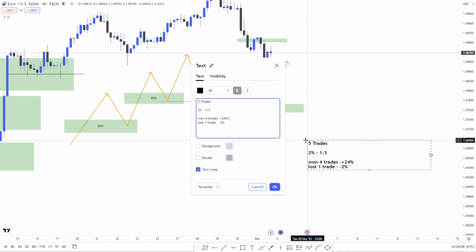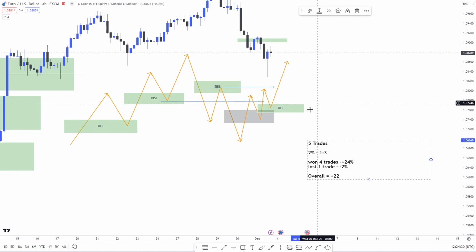A 1 to 3, risking 2% will give you 6%. 6, 12, 24, double that. So 24%. So take away your 2%. Overall, you are potentially up 22%. So don't sit there and worry that you've taken a loss. You're not aiming to be right in the market every single time. Like, you just don't need to be.